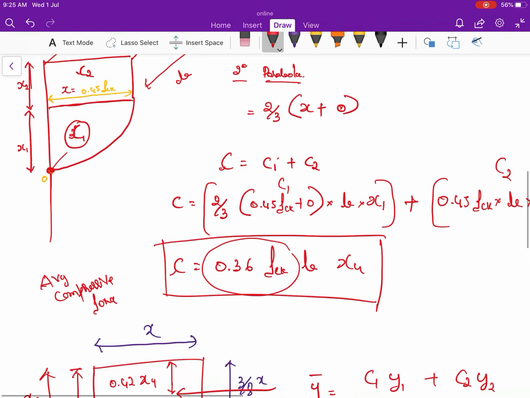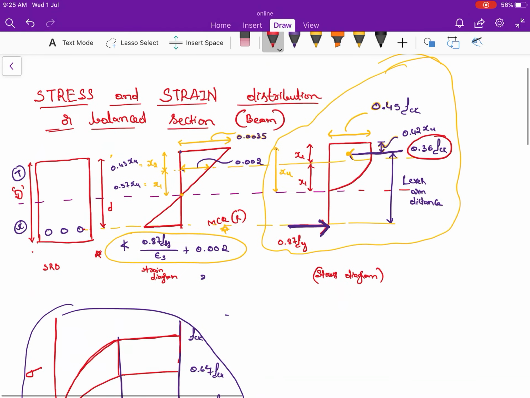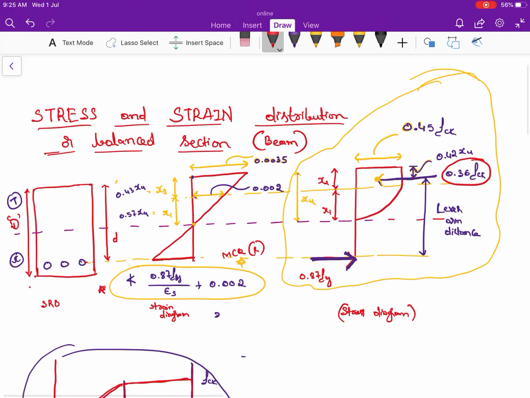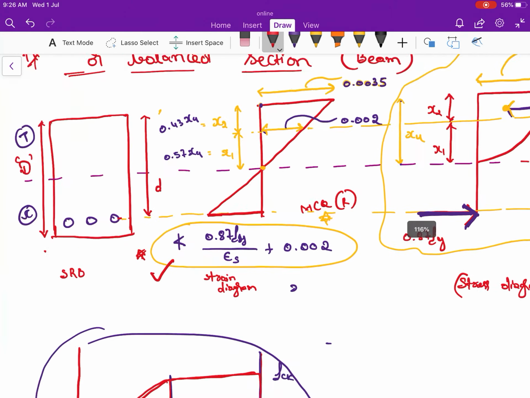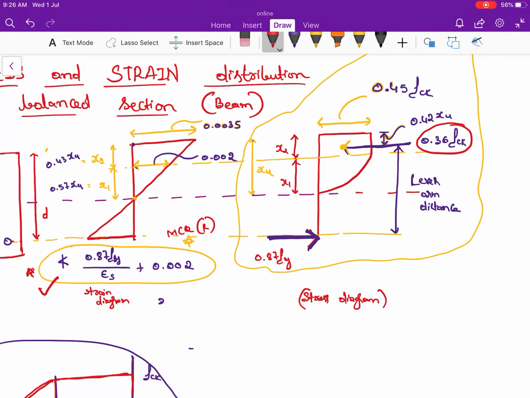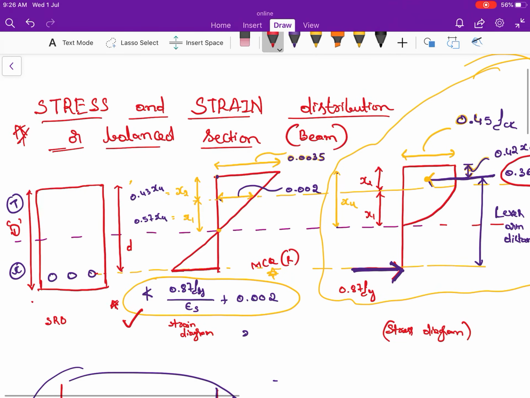If you are getting confused, don't worry about the derivation. This is not at all important for the competitive examination. The only thing you need to remember is these values. This is very important. Stress strain distribution values are very important with respect to examination. Is it fine? The remaining concepts we will learn in the upcoming lecture series. So please remember this. Most of the time, as I have seen, the MCQs were asked from this point, as well as sometimes they will ask 0.36 FCK.